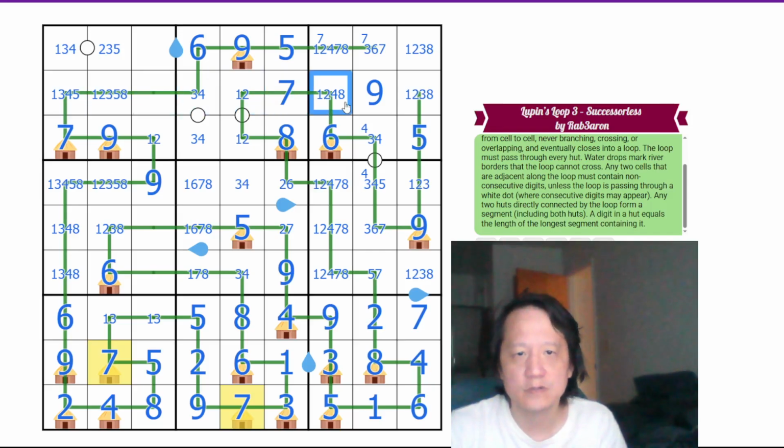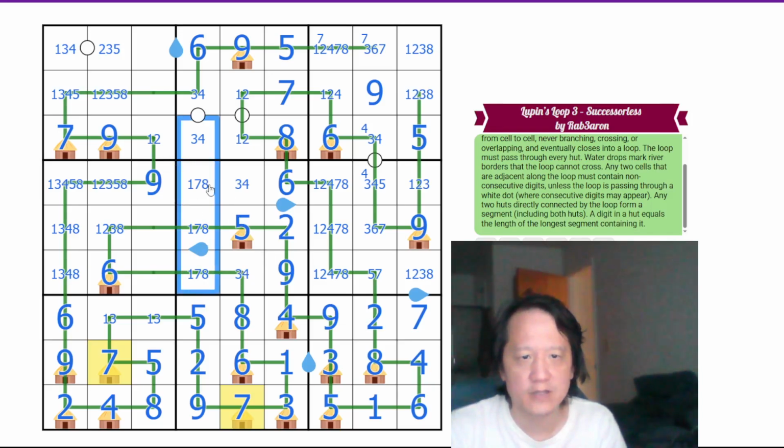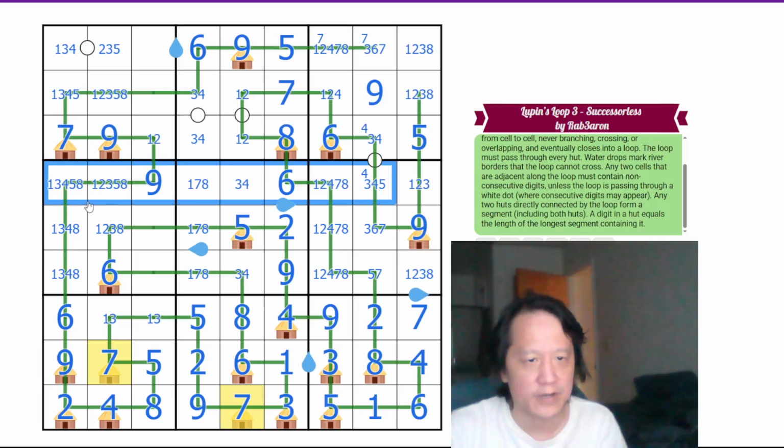Interesting. Okay, 7's consecutive with 8, so this can't be 8. 7 eliminates 7 here, so that's 2, which eliminates 2 there, so it's 6. 6 eliminates 6 in the rest of the box, so this is 1, 7, 8 as a triplet. Actually, we should have gotten that. Oh, well, anyways. Yeah. 6 eliminates 6. You already knew that had to be 6.